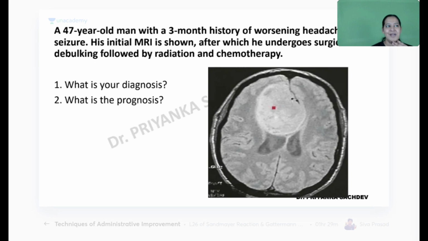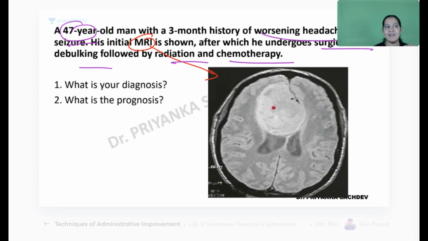Next question in front of you. See, an MRI of the brain is given to you. What can you see in the MRI? This is the MRI of a 47-year-old male having a 3-month history of worsening, severe headache, and seizures. So he is having repeated episodes of seizures and headache. We have done an MRI. This is the typical MRI in front of you, after which he undergoes surgical debulking and radiation and chemo. So what is the diagnosis?